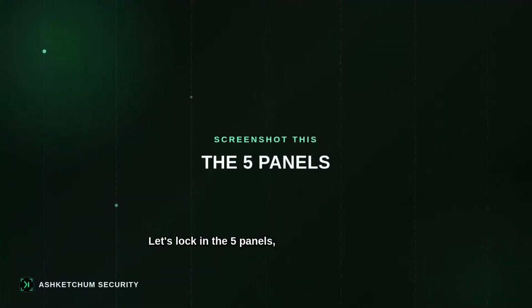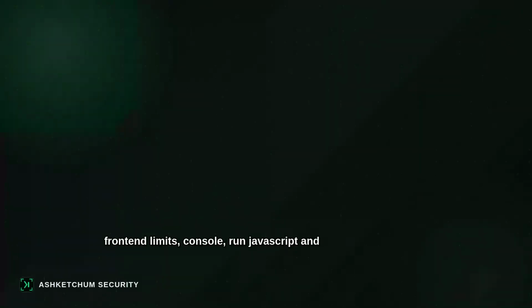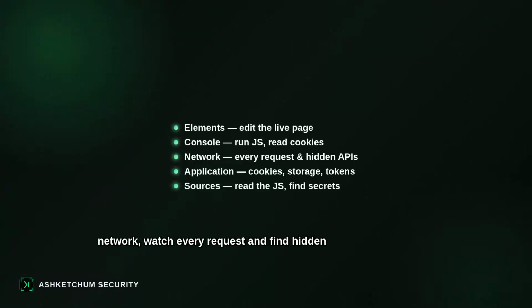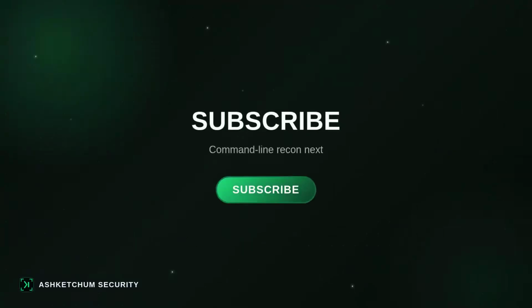Let's lock in the 5 panels. Elements, edit the live page and bypass front-end limits. Console, run JavaScript and read cookies and errors. Network, watch every request and find hidden APIs. Application, inspect cookies, storage, and session tokens. And sources, read the site's JavaScript and hunt for secrets. 5 panels, 1 key press, 0 setup. In short, that's the tool you already owned, unlocked.